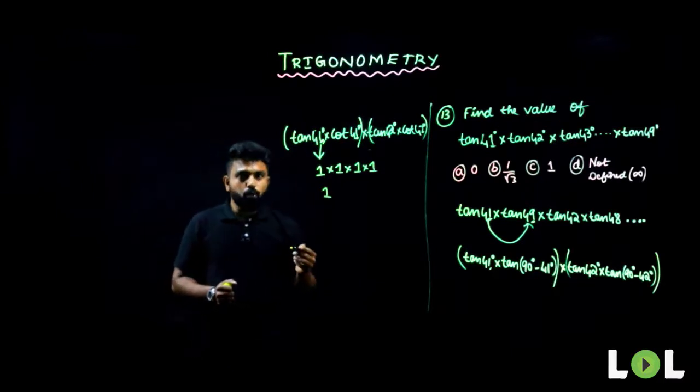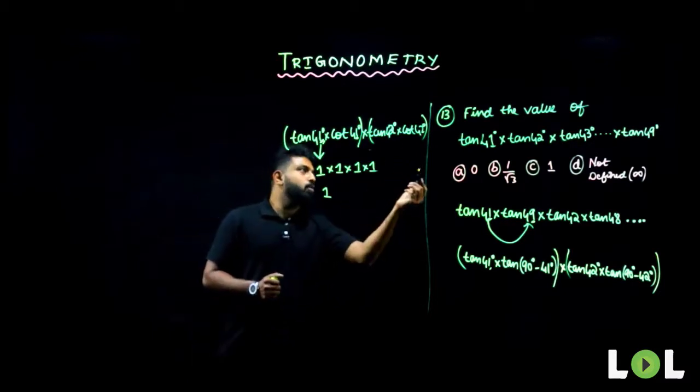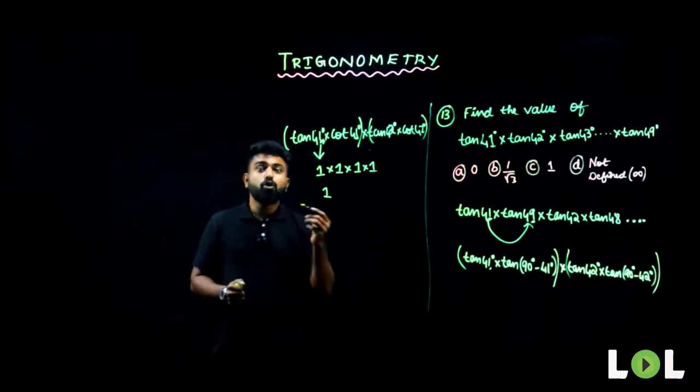So what am I left out with? How many pairs can I form here? They are starting from 41 up to 49. So there are totally 9 terms.